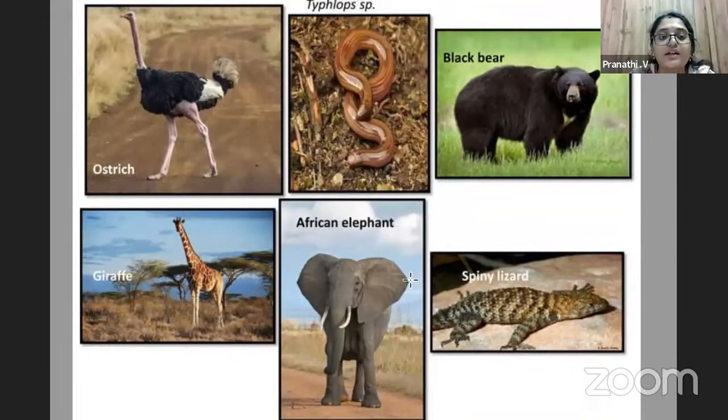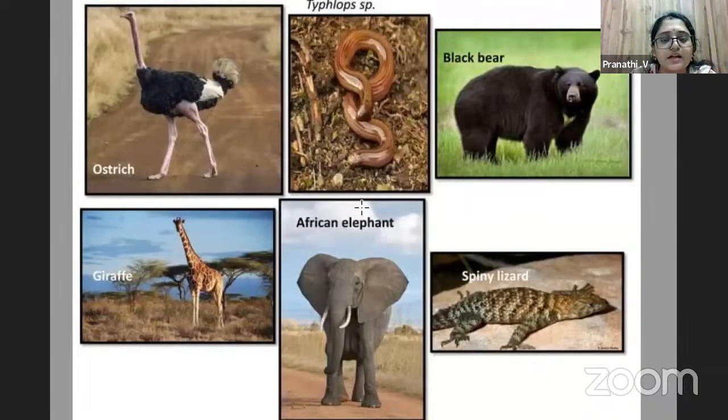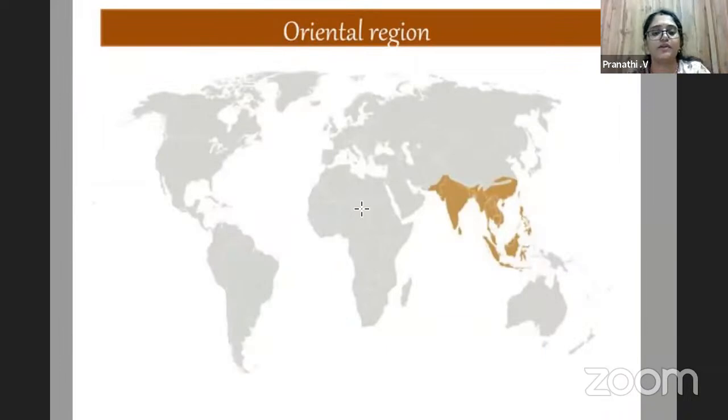And then you have the African elephant, the ostriches, giraffes, black bears, different kinds of snakes, pythons, and different kinds of poisonous snakes, the African king cobra for that matter. So all these come under the Ethiopian or the African region.